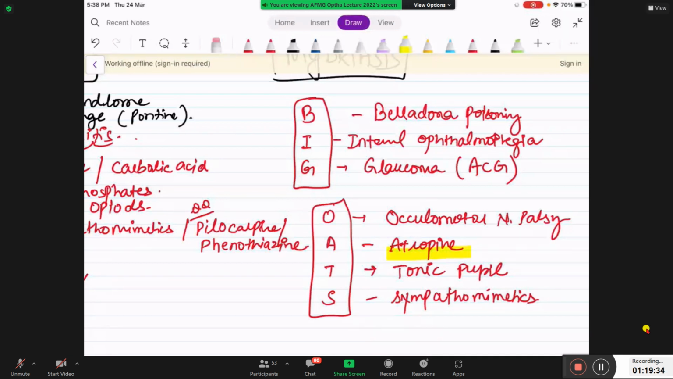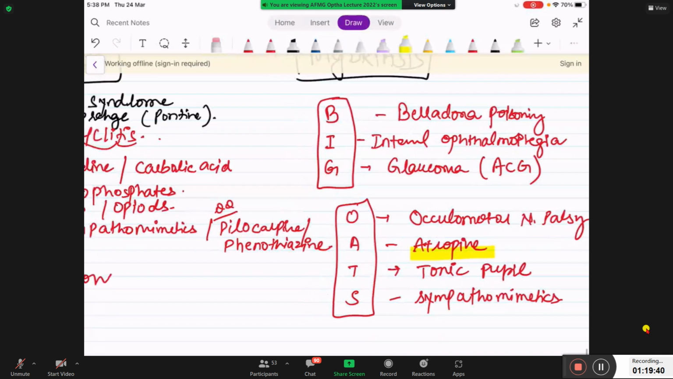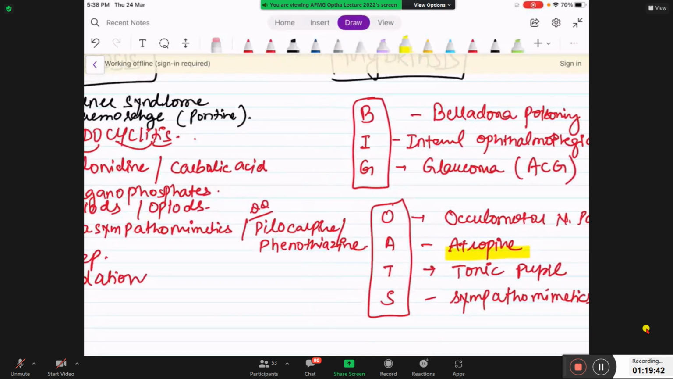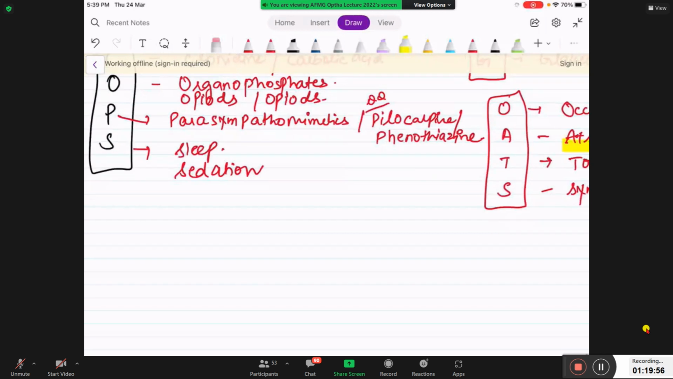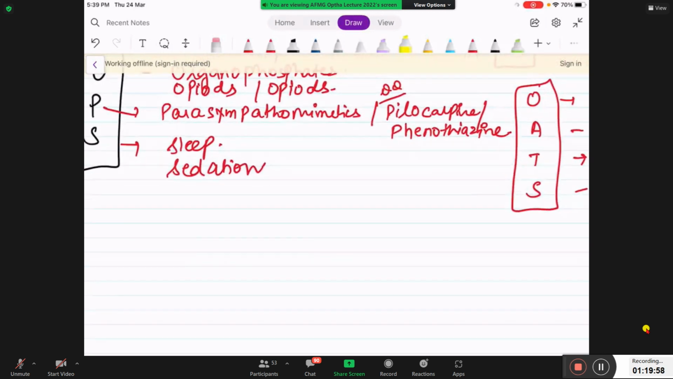So these are the differential diagnoses of mydriasis. Two mnemonics you have to remember. For meiosis, the mnemonic is high COPS, whereas for mydriasis, the mnemonic is big oats. Clear? So we have discussed the iris. Now coming to the second part of the uvea. After the iris comes which part? In the chat box.